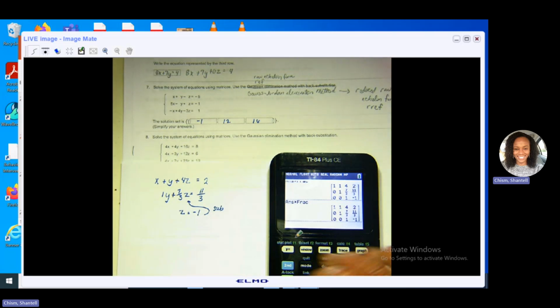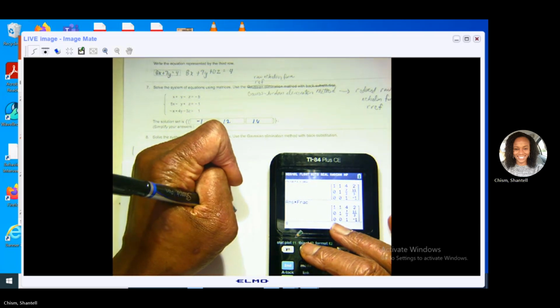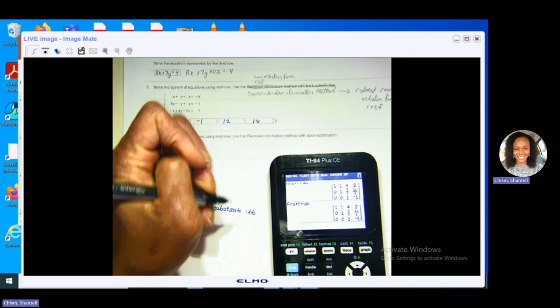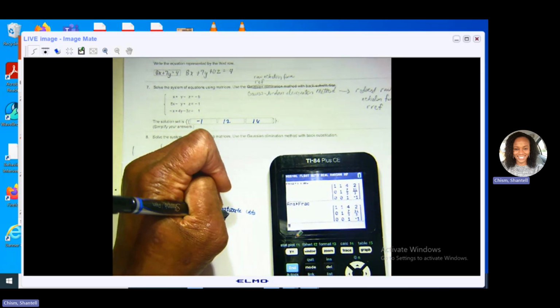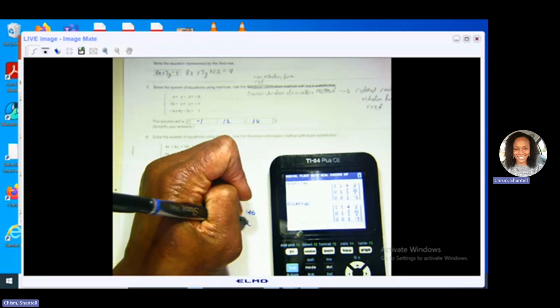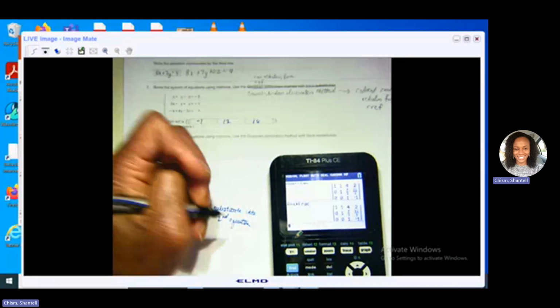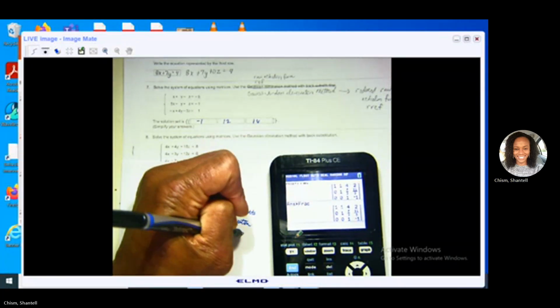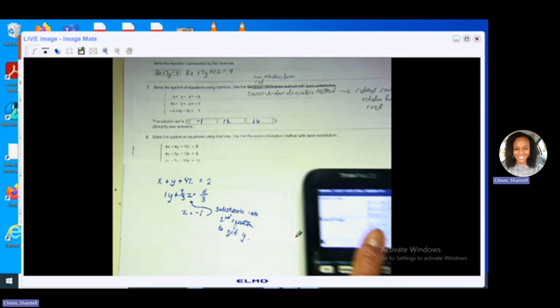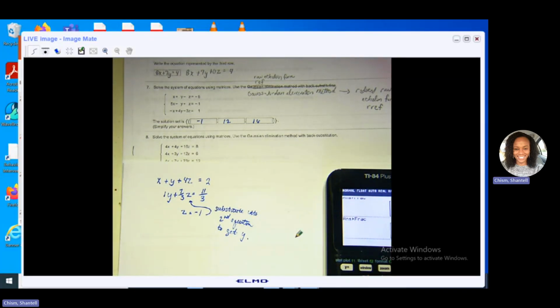So back substitute into the second equation to get y. It would take a bit more work when you don't have to do the work.